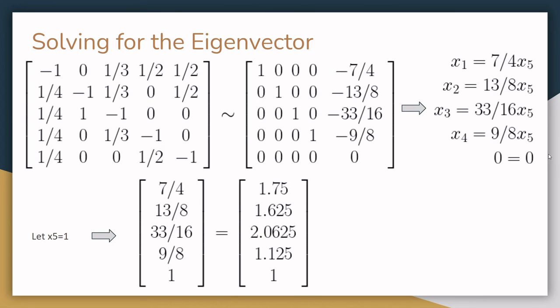Then, using this, we just plug that into a vector. So we have 7/4 for page 1, 13/8 for page 2, page 3 is 33/16, page 4 is 9/8, and page 5 is 1 because we decided we're going to let x5 equal 1. And this is what it is in decimals, because it's a little easier to know what's bigger when we see it in decimal form.